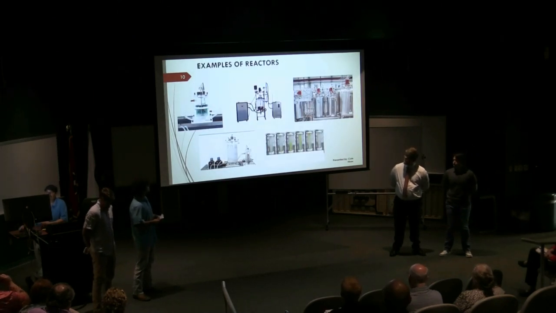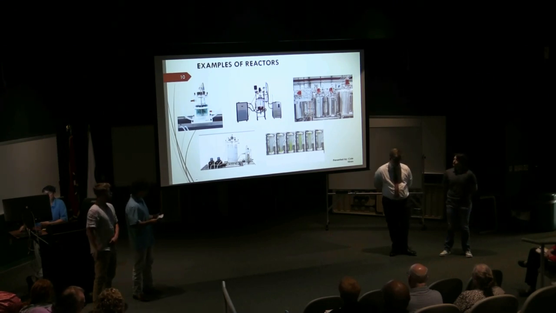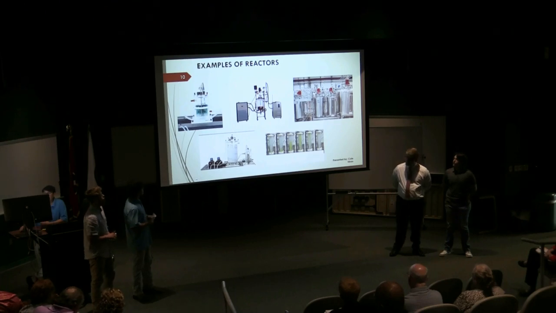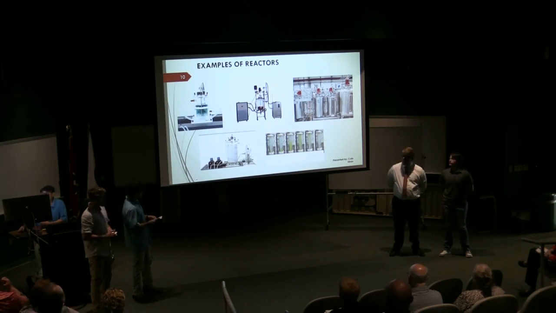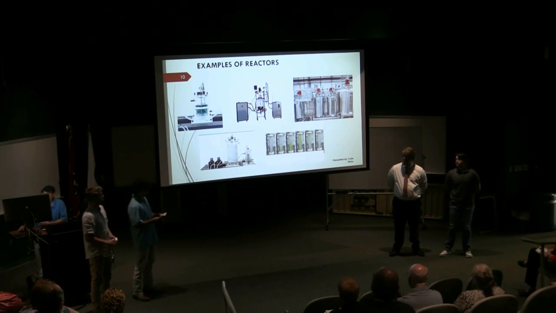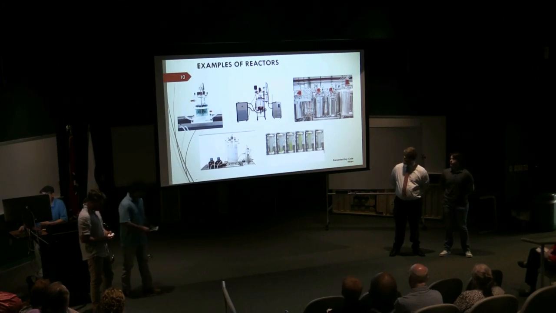Here are some examples of reactors. Going from the left to the right, you can see a batch reactor that can be run as a CSTR. The next is a cascaded CSTR. And the bottom two are plug flow reactors, with the plug traversing a reactor on the bottom right.